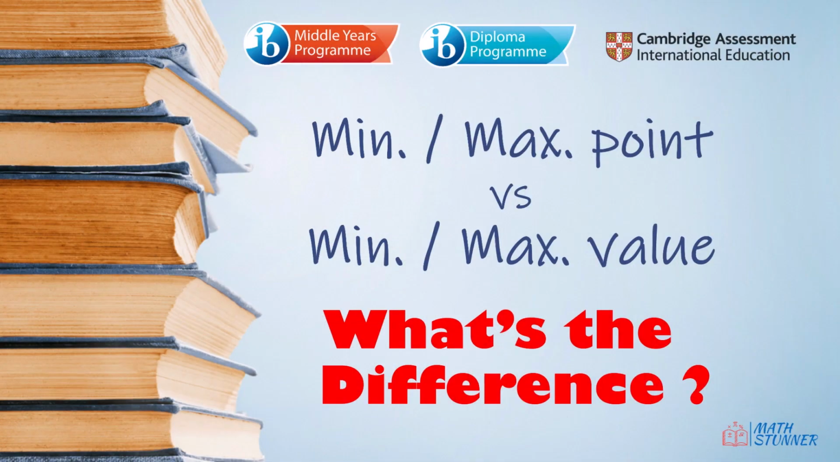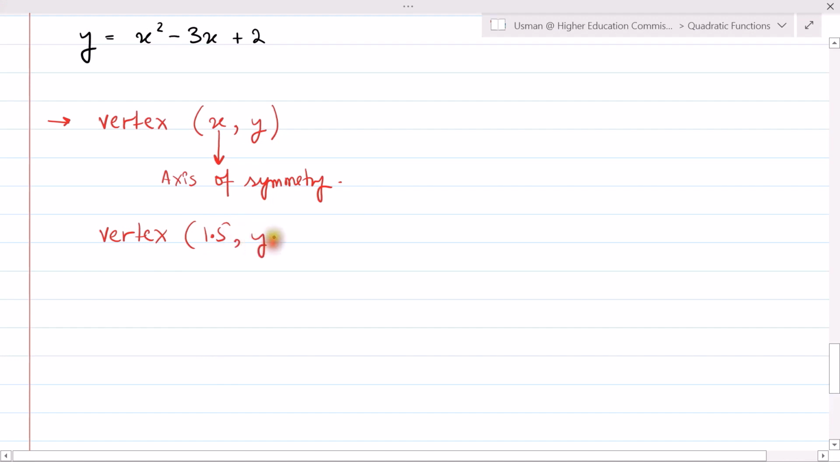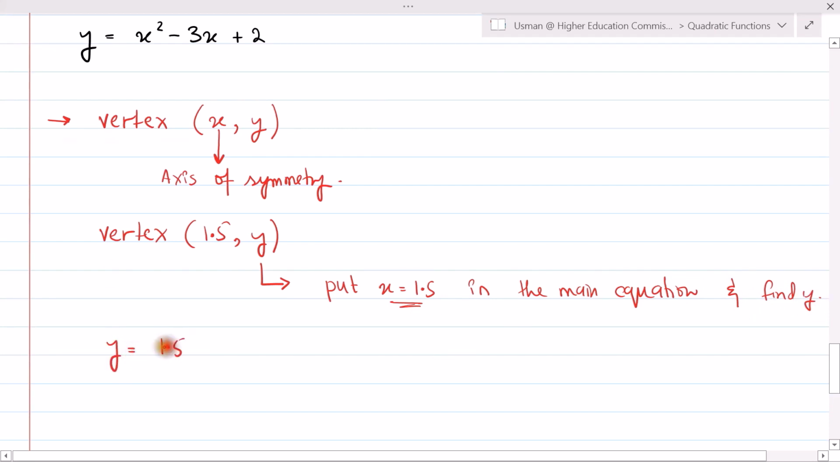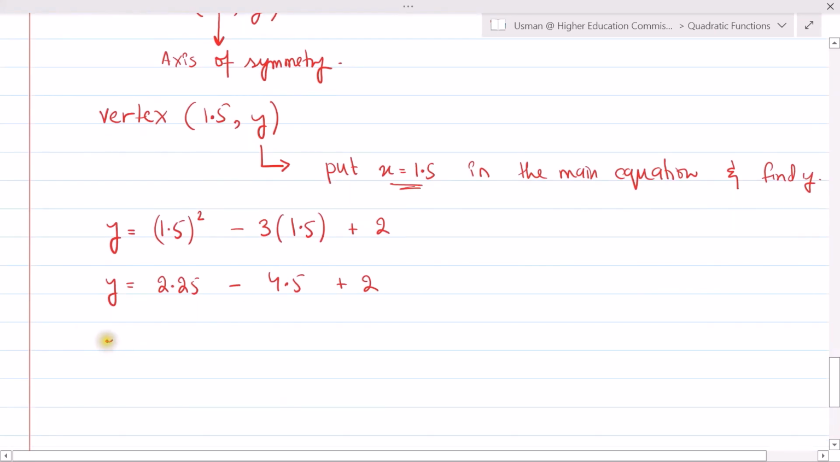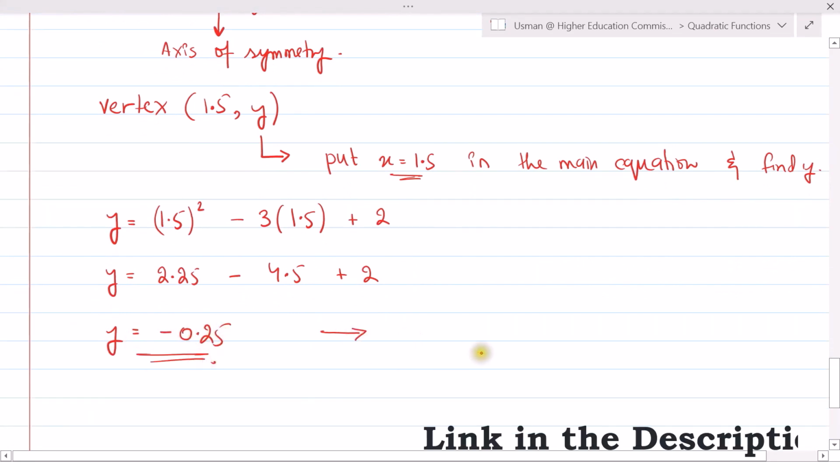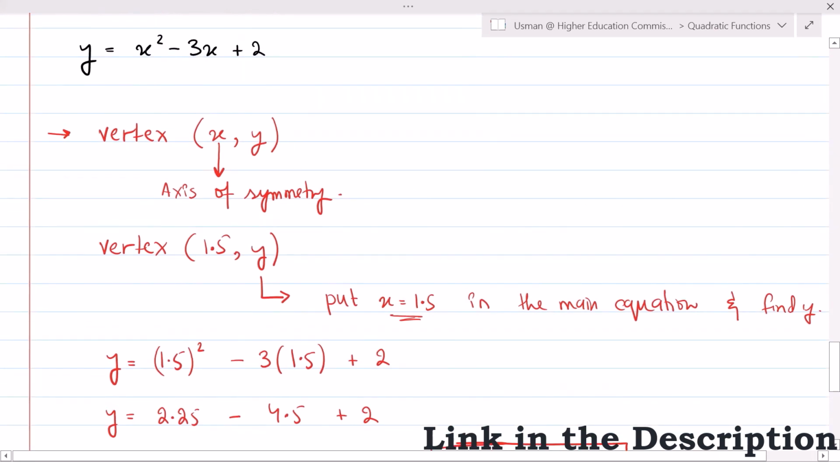In this video, we are going to look at the difference between the maximum or minimum point versus the maximum or minimum value. This video would be related to quadratic graphs. Since we know that the maximum or minimum point for a quadratic graph is also known as the vertex, the calculation of the vertex for the example that we are going to look at has already been done in a previous video. So if you want to have a look at that, make sure to check the link in the description.